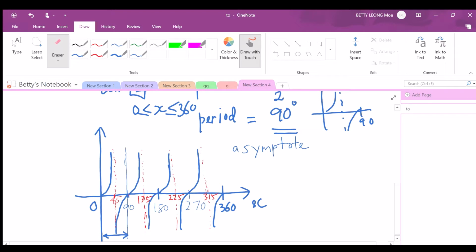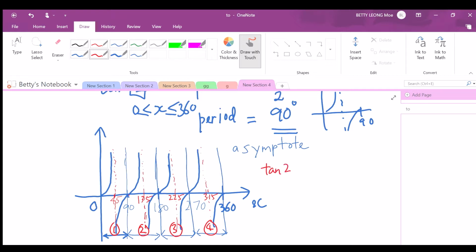So what we have here, how many periods, how many cycles? We have 4 complete cycles actually. This is the second one, this is the third one, and this is the fourth one. So we have 1, 2, 3, 4 complete cycles, 4 periods over there. Okay, so this is for tangent 2x.